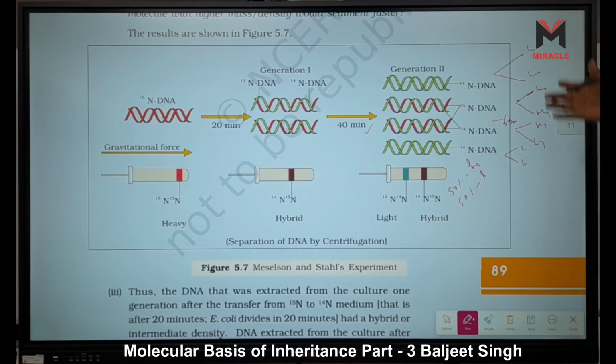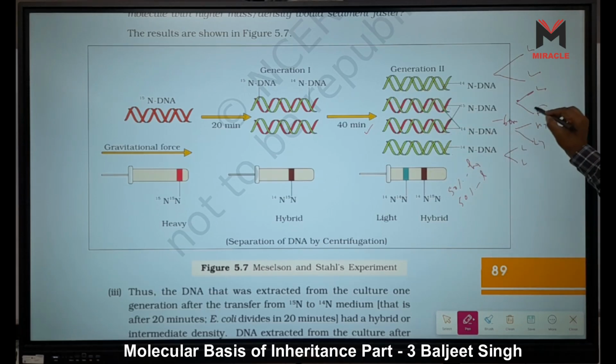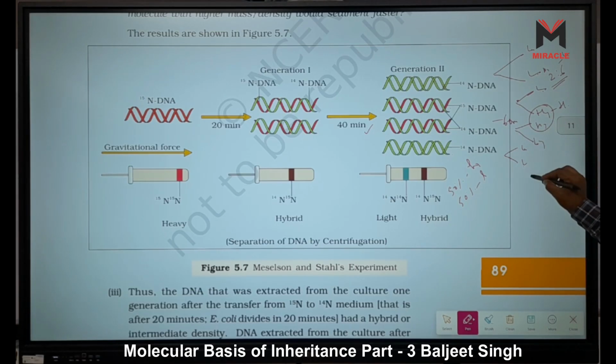So what is the percentage here? We understand only 2 is parental. These two are hybrid. And 1, 2, 3, 4, 5, 6. What is the ratio? 2 are hybrid and 6 are light. Right? Okay. In 80 minutes, what happens?